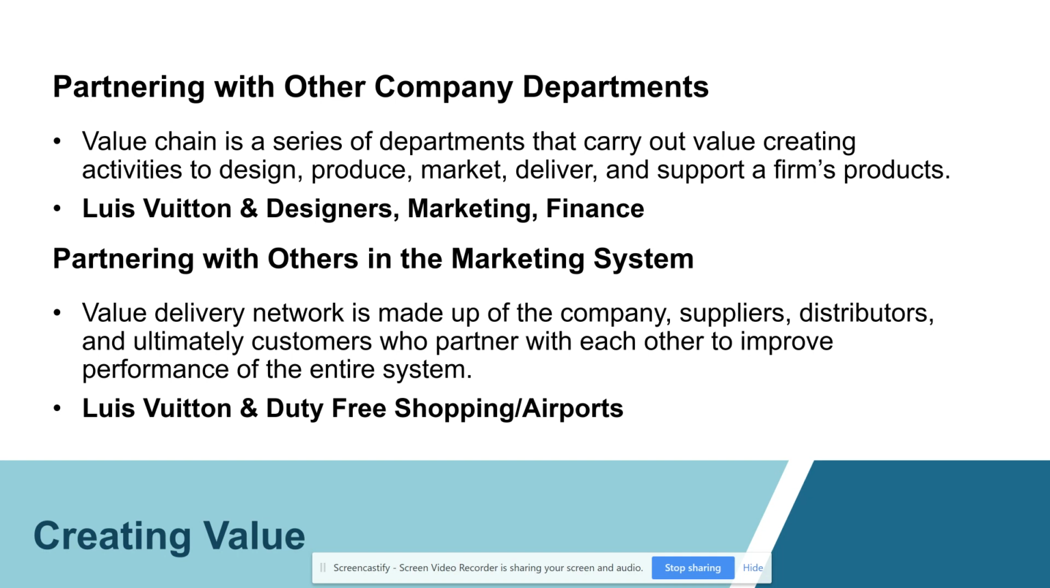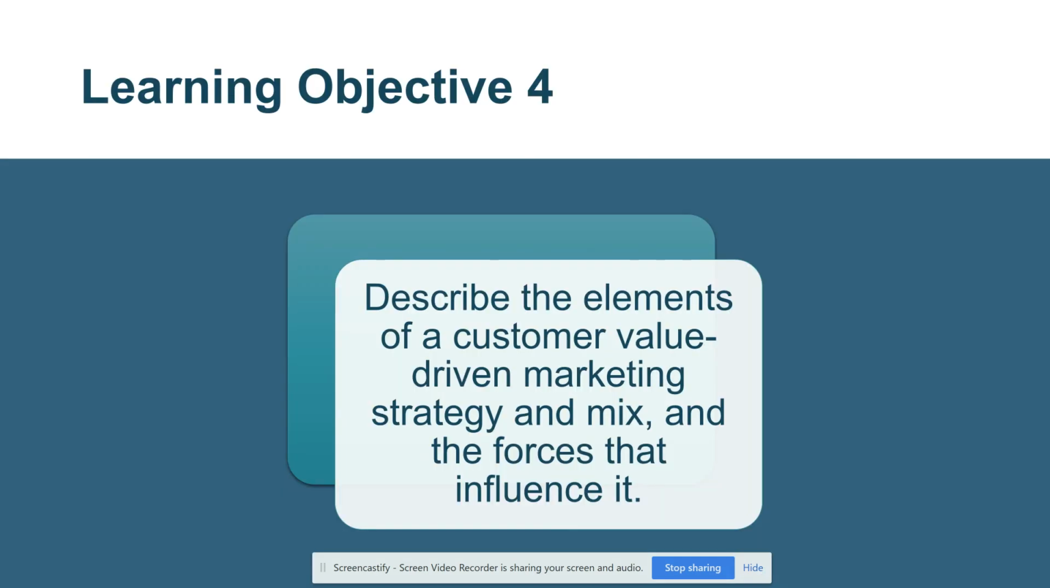You're also going to partner with other marketing systems. So Louis Vuitton can then partner with duty-free shopping or airports to maybe sell off the suitcases that were dogs, but we got to sell them off anyway. So we're going to maybe send them off to the duty-free shopping and the airports and see if they can sell them for maybe a discount. So again, I'm going to create value through internal departments, and I'm also going to create value across my network of suppliers, distributors, and my customers to make profits.